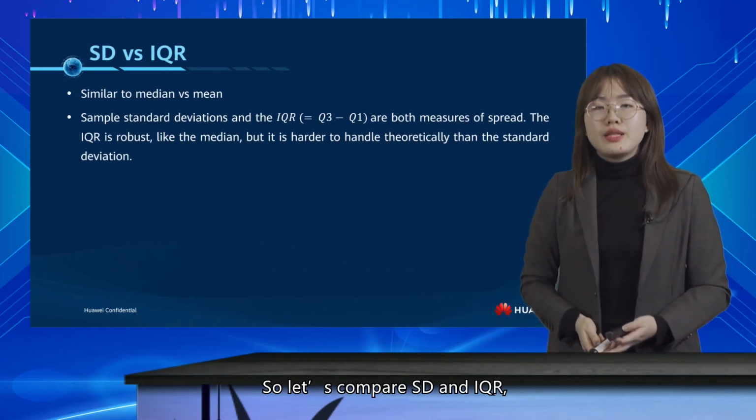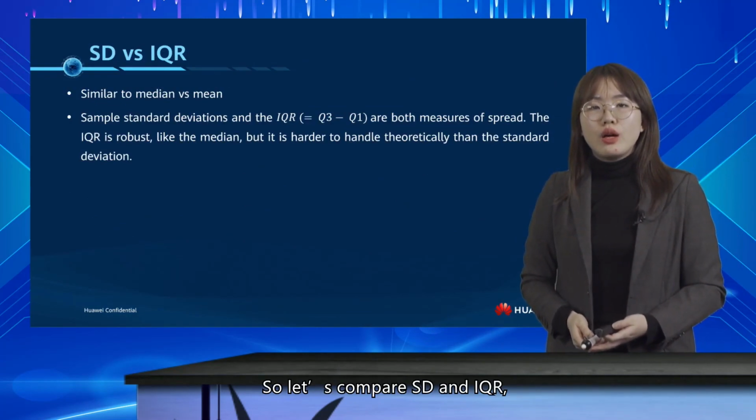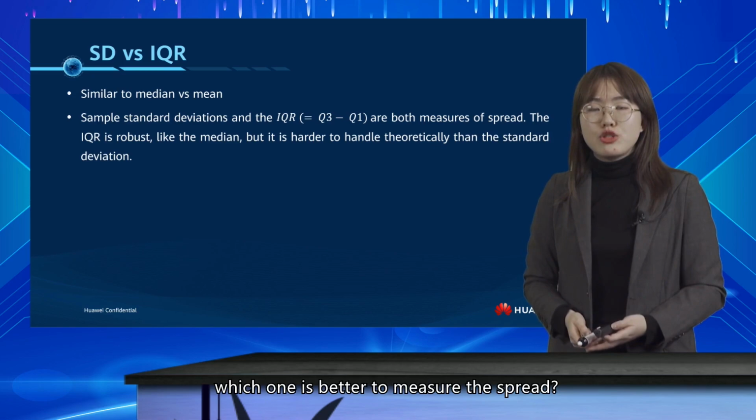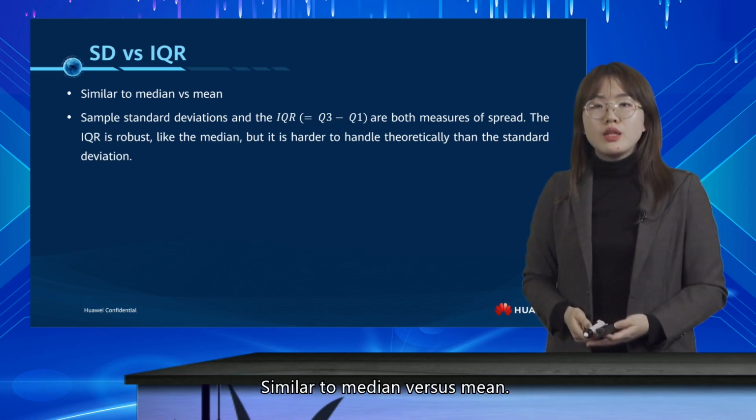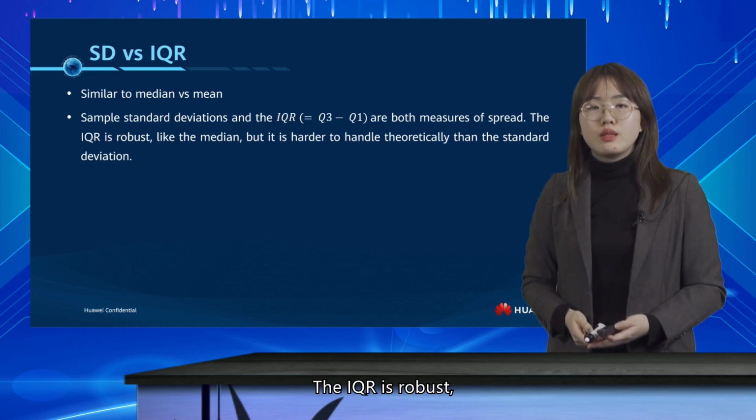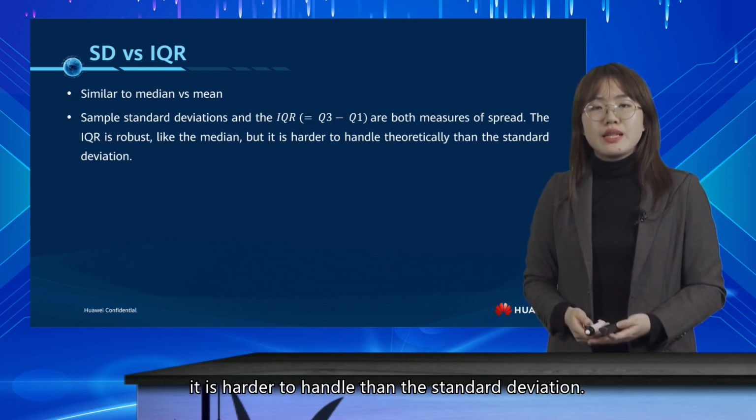So let's compare the standard deviation and IQR. Which one is better to measure the spread? Similar to median versus mean, the IQR is robust like the median, but theoretically it is harder to handle than the standard deviation.